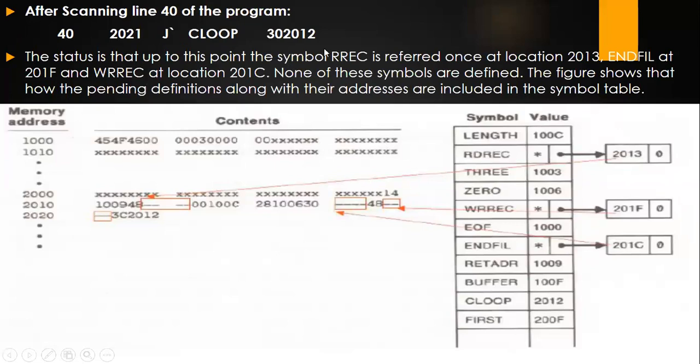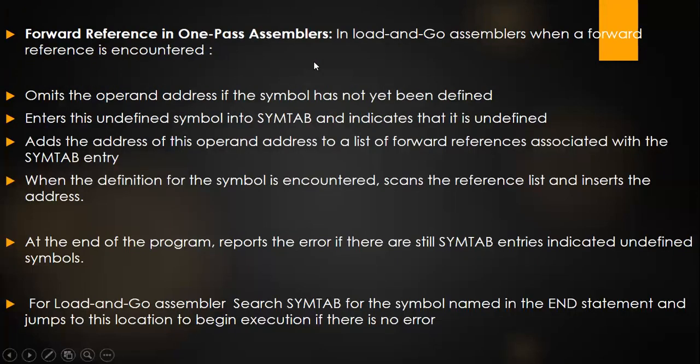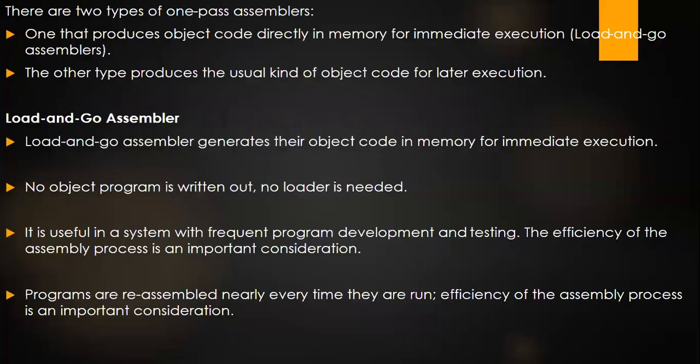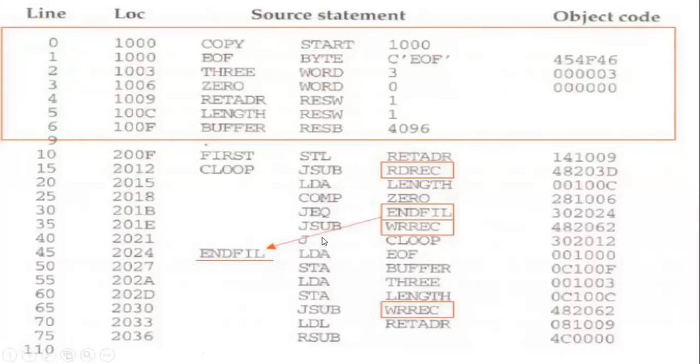Here we have some examples. Just observe line number 14 of the program: jump to C loop. Here, observe, there are three operands which are undefined. After this C loop, end of file is available, which we can easily identify at 2024. But till here, what is the condition of our assembler? We'll discuss that.